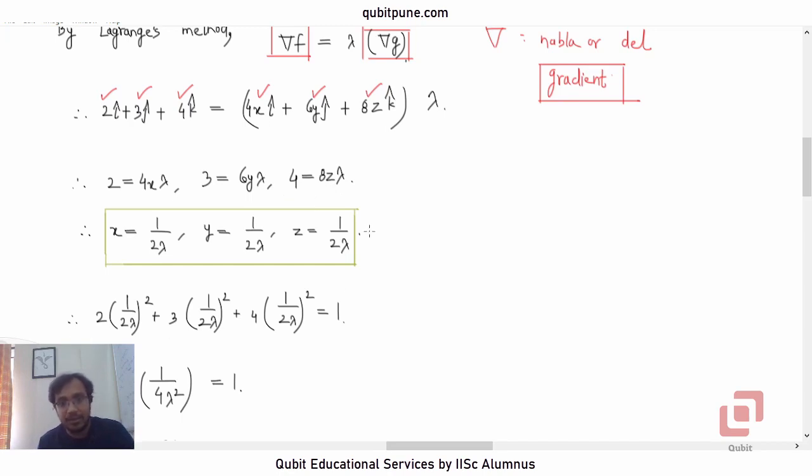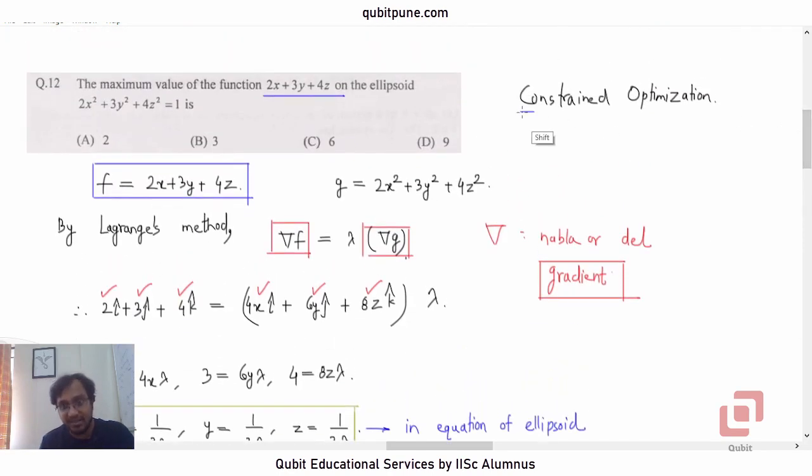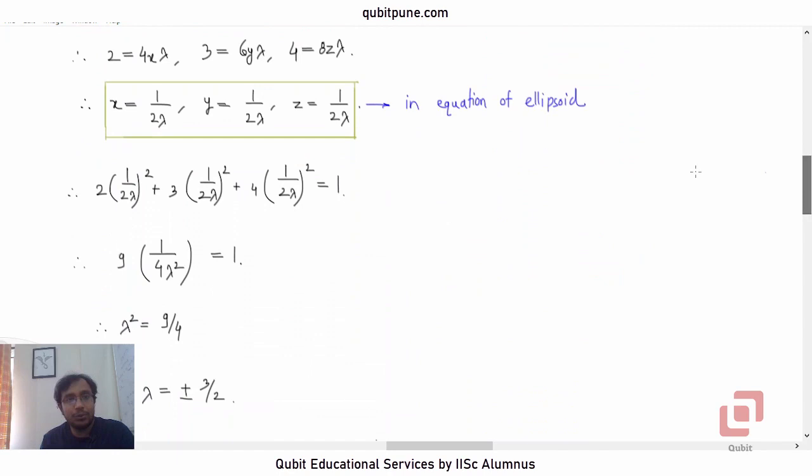Now let us substitute these in the equation of the ellipsoid, because that is the constraint, isn't it? After all, this is constraint optimization. We want the point to be always on this ellipsoid. If you do that, 2x squared plus 3y squared plus 4z squared equal to 1. If you substitute everything, then you will get 2 plus 3 plus 4, that is 9. 4 plus 3, 7, 7 plus 2, 9. Square of 1 upon 2 lambda is 1 over 4 lambda squared equal to 1. That will give you 2 values of lambda.